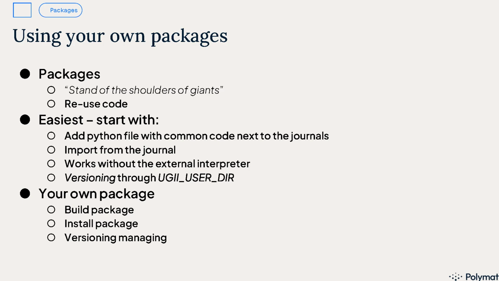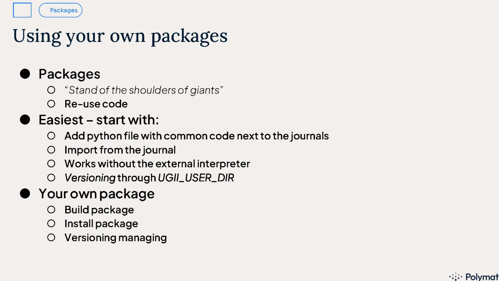But those packages also allow you to reuse your code. And the easiest to start with is what I mentioned earlier, even in the standard embedded interpreter: if you have a module file with basic functionality next to your, let's say, application Python file, you can import those functions. And if you then put them on a, let's say, network UGII user dir, you can also push that code and update that code, and that just works fine. And I think for a lot of use cases, that will work fine.